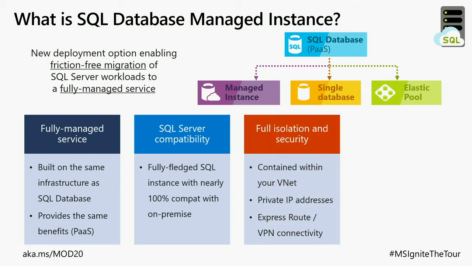So now we are pretty much almost 100% compatible with SQL Server on-premise. And also it has full isolation and security. So in your enterprise, it can be important. We don't have any public IPs on this instance here. If you want to communicate with the database, you need ExpressRoute or VPN connection, high security, full isolation, and like this, your data is really safe with this solution.